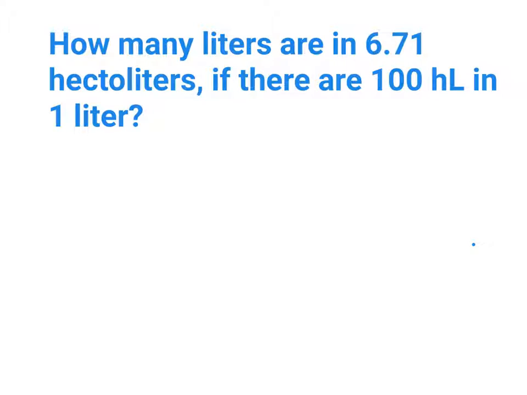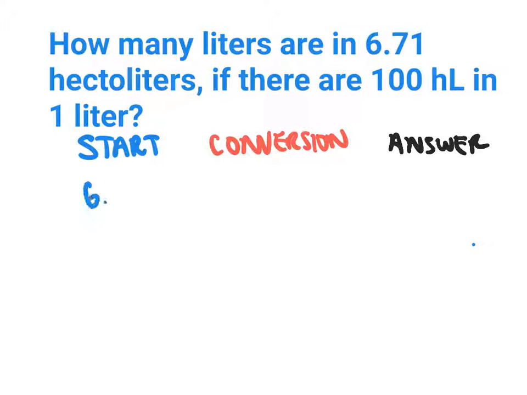So notice here's another example problem. How many liters are in 6.71 hectoliters if there are 100 hectoliters in 1 liter? And notice this is the unusual conversion factor. I don't expect you to know hectoliters, so I gave it to you in the problem. So once again, let's get our starting values to set it up. Our starting value is 6.71 hectoliters.